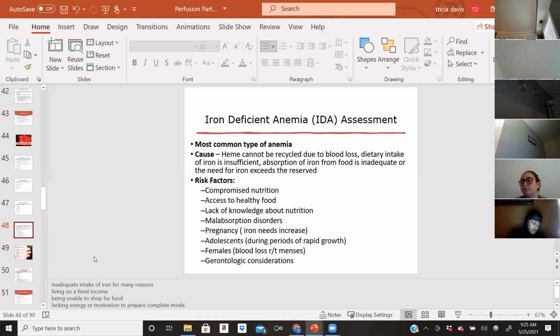Adolescents, during periods of rapid growth, require more iron intake. We see it a lot in females because they have their menstrual cycle, and some people lose a lot more blood than others, so their iron becomes deficient. And then again, those gerontologic considerations, you know, the old people, they're always at risk for all the issues.